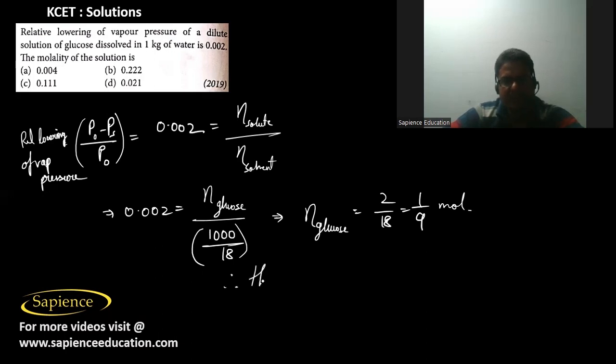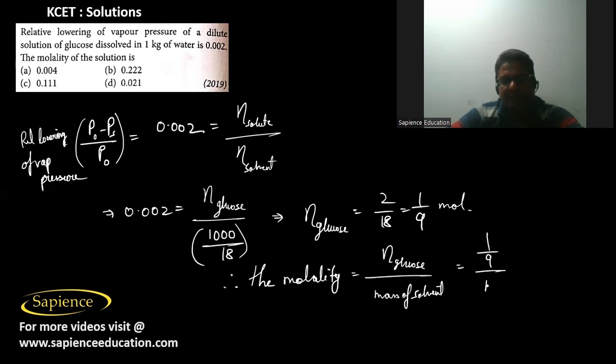So therefore, the molality of the glucose solution will be equal to the number of moles of glucose divided by the mass of the solvent in kg. So that will give us 1 by 9 divided by 1. So 1 by 9 molal, or you can say 0.111 molal approximately. So option C is the correct answer.